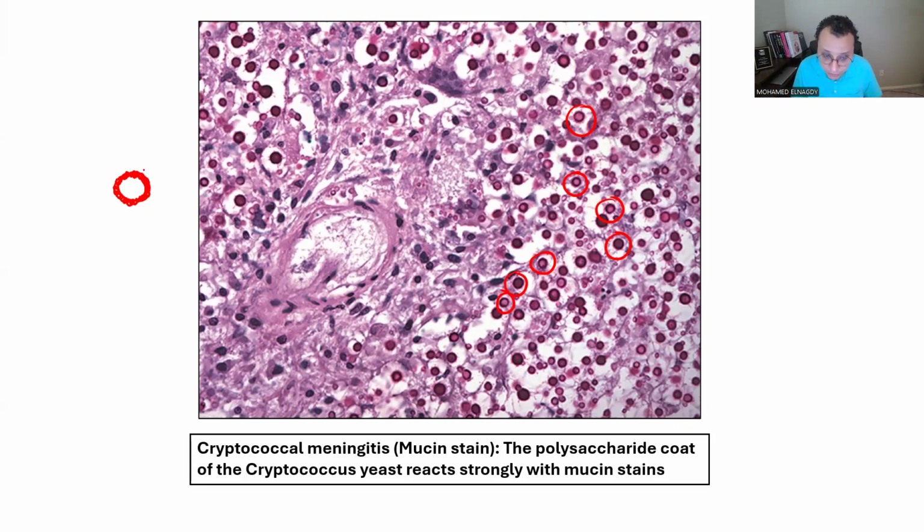So cryptococcal meningitis, here we have the mucin stain or the mucicarmine stain. The polysaccharide coat of the cryptococcal yeast reacts strongly with mucin stain, and that's what you see right here. So this is actually the fungus in the brain tissue, and it's causing a lot of degeneration, as you see in the background, and a lot of necrosis. This is very bad. And it happens also in immunosuppressed patients, such as AIDS patients.